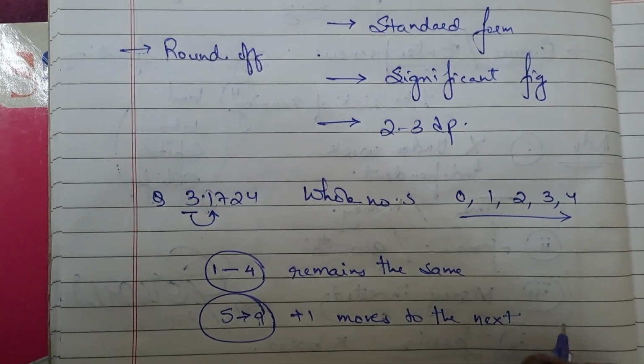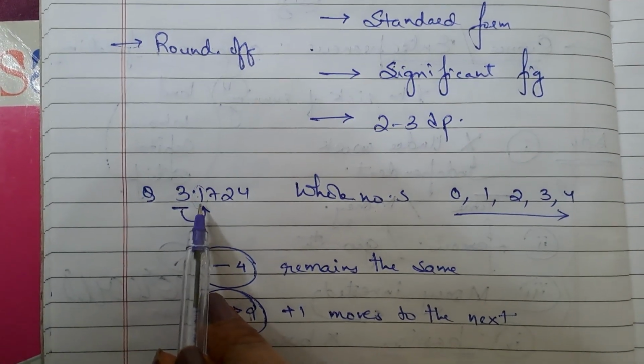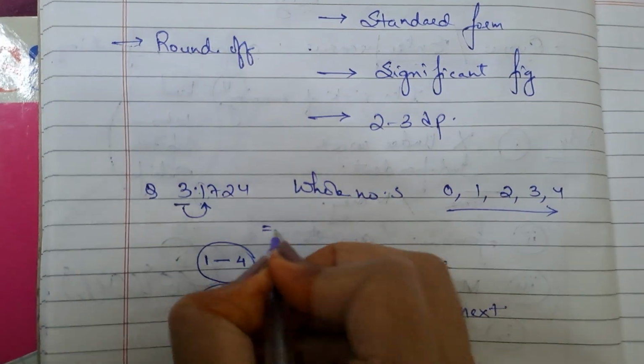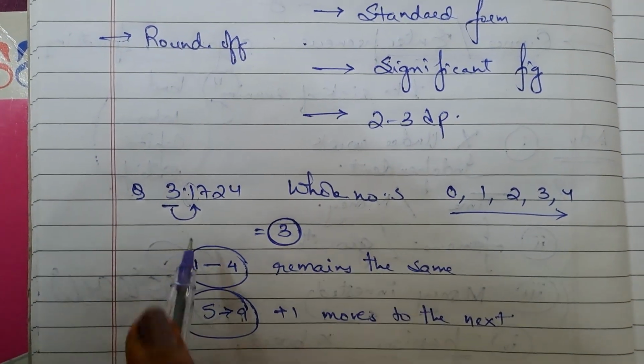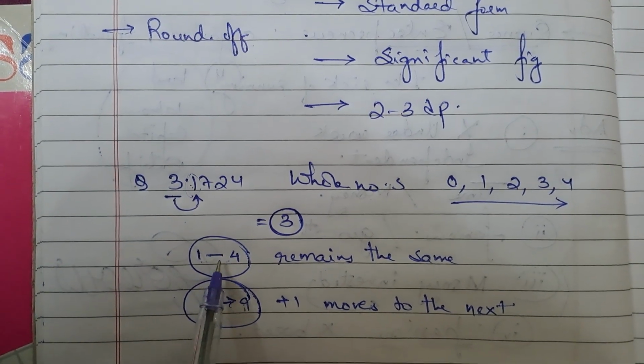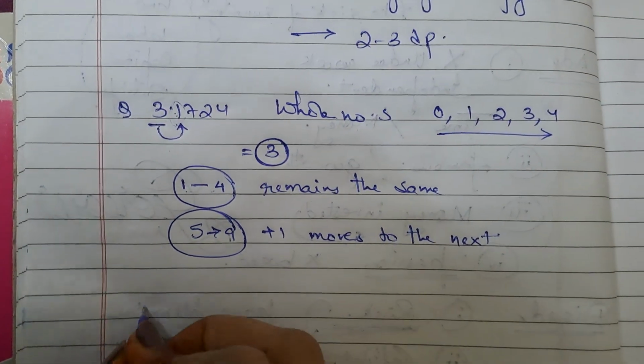Understand? So here it is 3.17, so it remains as 3 itself. The answer for this remains the same, because the decimal place is between 1 to 4 in here.